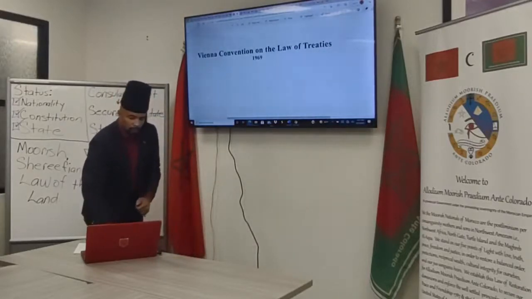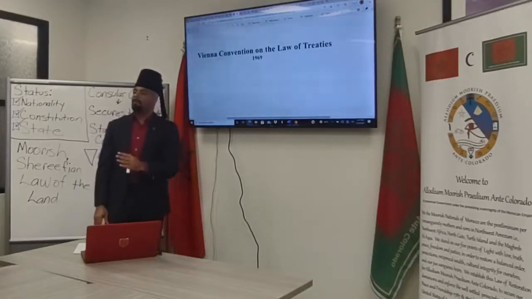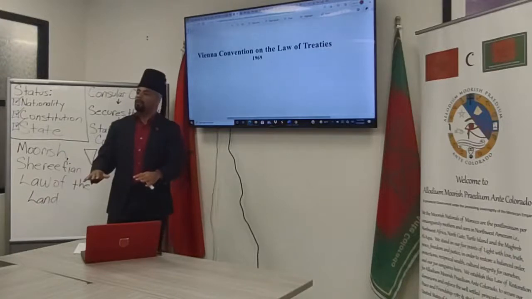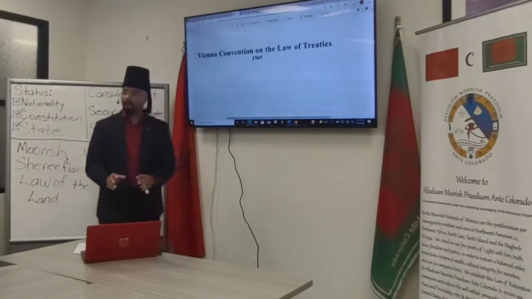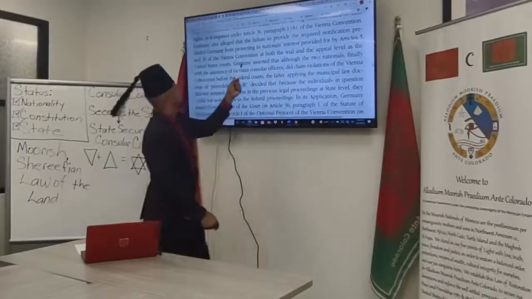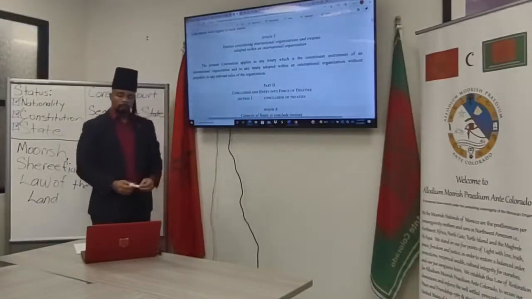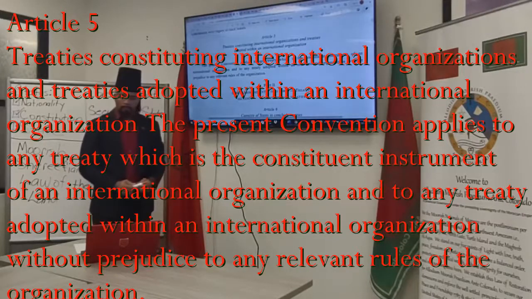So immediately, what is Germany doing? They're going right into obligations of the United States of America when you're talking about state-on-state disputes and dealing with nationals. Not subjects, not protégés, not crayons, nationals. They point out Article 5 and 36. So let's go to 5 and 36. Okay, how do you read Article 5? Treaties constituting international organizations and treaties adopted within an international organization. The present convention applies to any treaty which is the constituent instrument of an international organization and to any treaty adopted within an international organization without prejudice to any relevant rules of the organization.